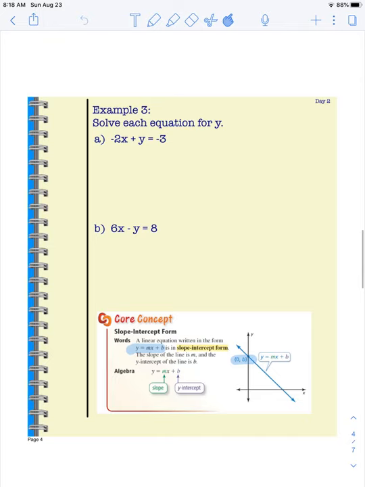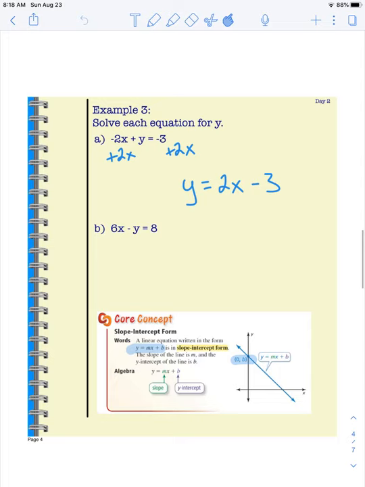To solve each equation for y, we're just going to have y on one side by itself, which means that our equation will be in slope-intercept form. So in example A, I have negative 2x plus y equals negative 3. To get y by itself, I need to move that negative 2x because it's negative. I add 2x to both sides to get rid of it. And then we're going to be left with y equals positive 2x minus 3.